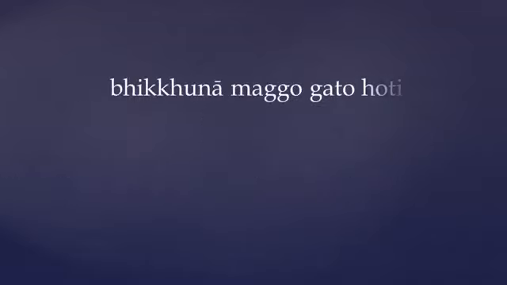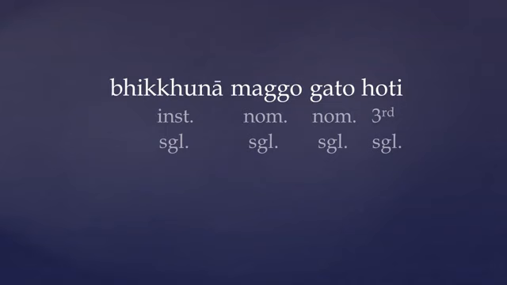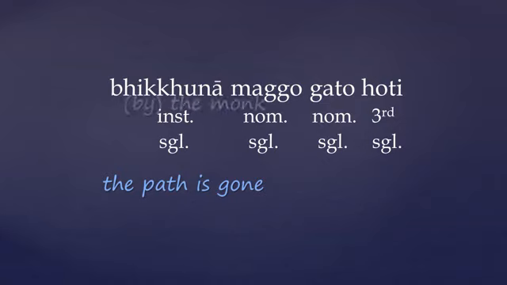Bhikkhunā maggo gato hoti. Here, maggo, the path, is the subject, and gato, the past participle, agrees with this subject and is reinforced by the verb hoti, meaning to be. So literally this is the path is gone, and the agent is in instrumental case, so the path is gone by the monk.